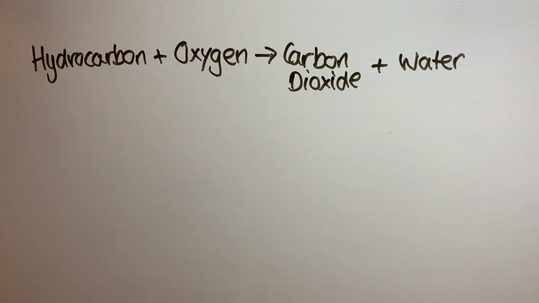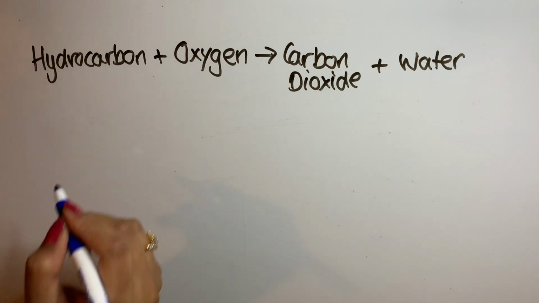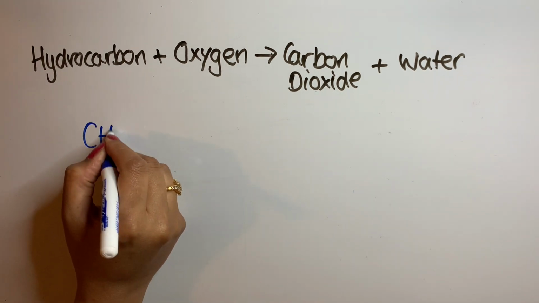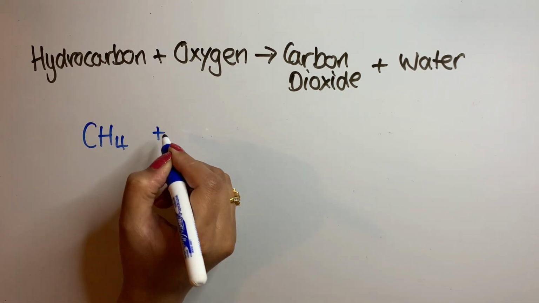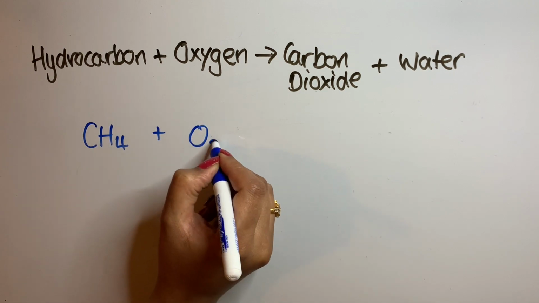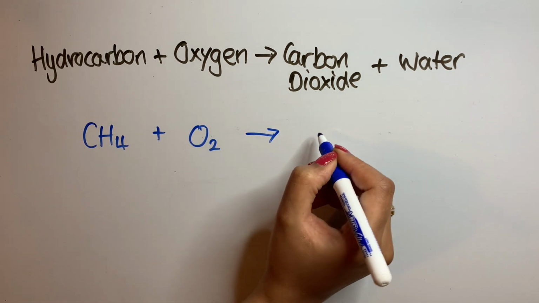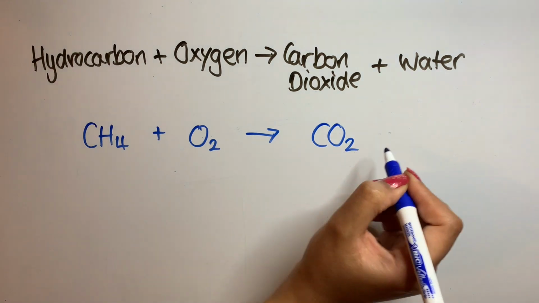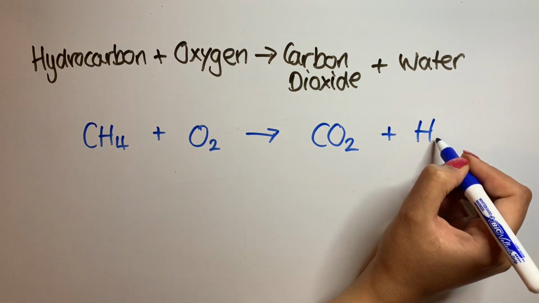You may be asked to balance an equation to do with the complete combustion of a hydrocarbon. So for example, if we had CH4 plus O2 produces carbon dioxide, which is CO2, plus water, which is H2O.